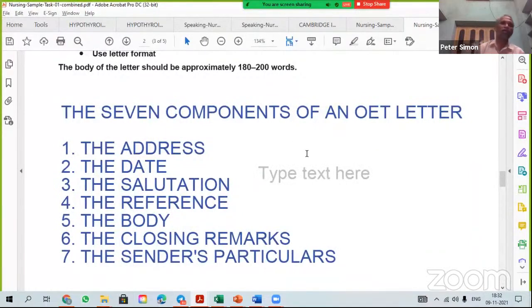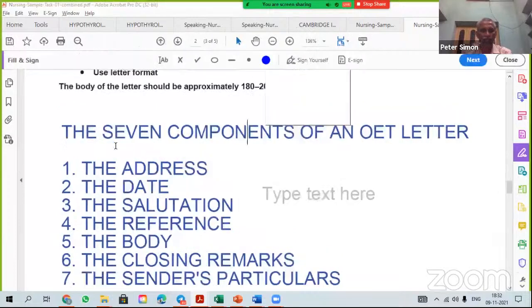So these are the 7 components. Write down these 7 components here.